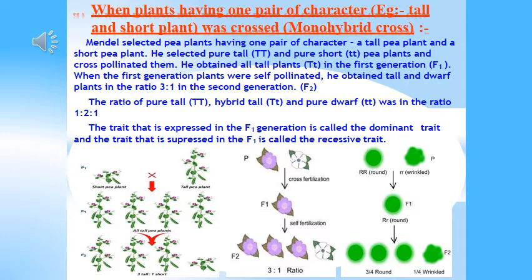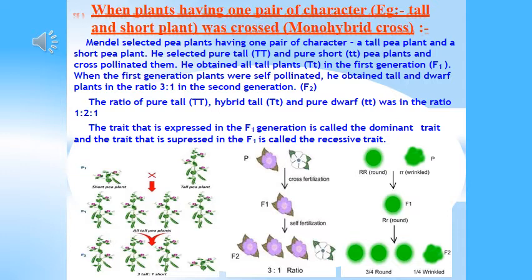First of all, you are supposed to cross-pollinate them. To get the F2 generation, you need to self-pollinate them. He obtained tall and dwarf plants in the ratio 3:1. So if I talk about 100 plants, 75 plants will be tall and 25 plants will be dwarf. Okay, 3:1 in the second generation, that's F2. The ratio of pure tall, capital T, hybrid tall, capital T small t, and pure dwarf, small t, was in the ratio 1:2:1.